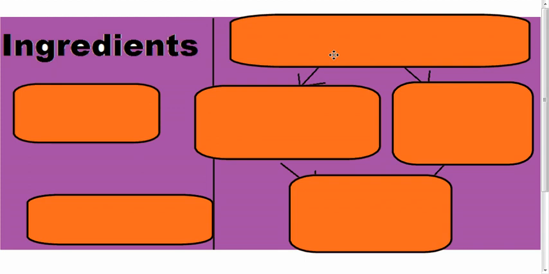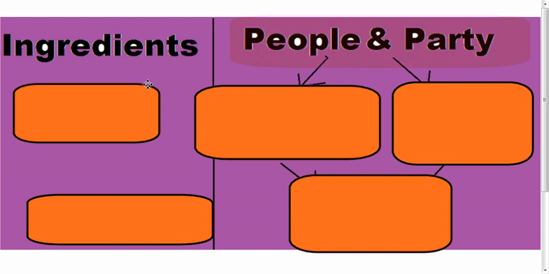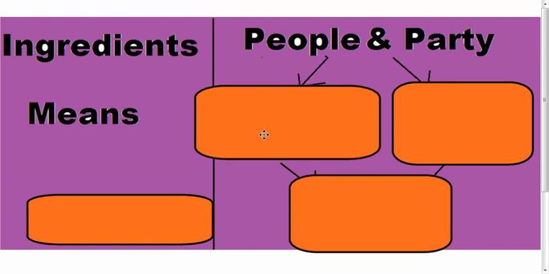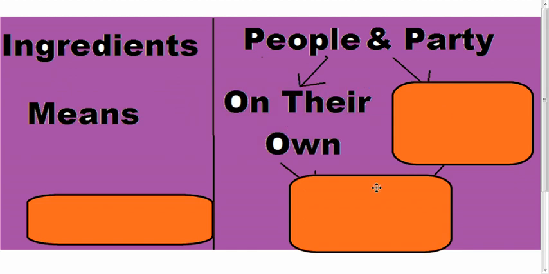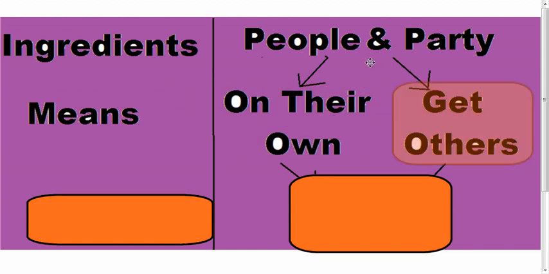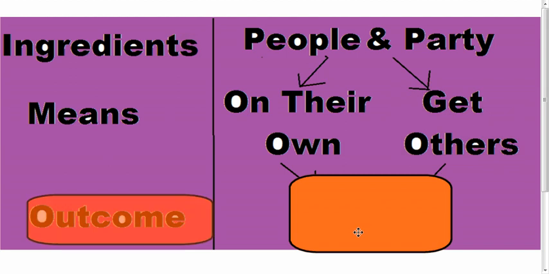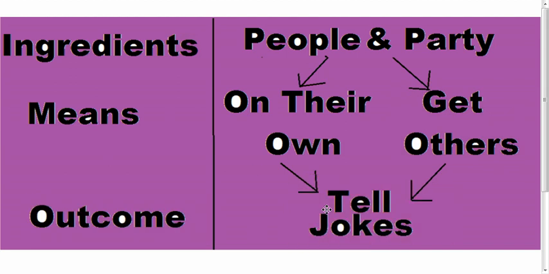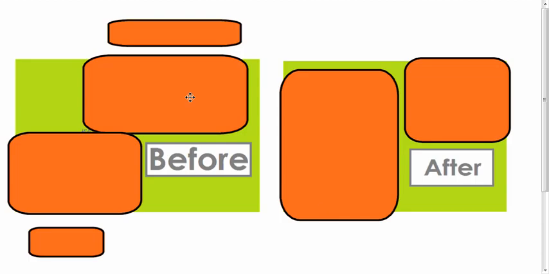Now, the ingredients here are the people in the party. The means are the people can tell the jokes on their own, or they can get others to do it. But the outcome is the same. They tell jokes. And this is similar to how acids and bases introduce their respective ions into solution.